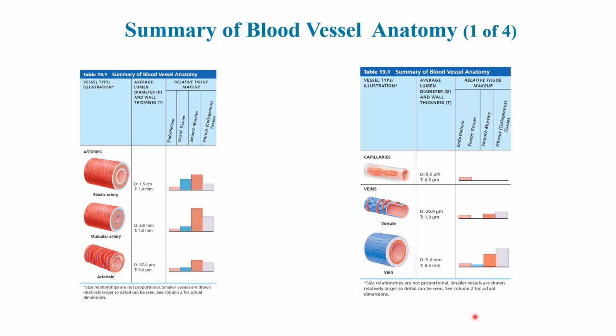This is also from your Pearson e-text. I put it here just so I can show you arteries: the elastic arteries, muscular arteries, and the arterioles. So the endothelium is the same. Elastic tissue decreases as the size of the vessel decreases, and different vessels have different amounts of smooth muscle. The muscular arteries have the most smooth muscle, and then these are the collagenous tissues. Whereas in the capillaries, we only have endothelium resting on a basement membrane.